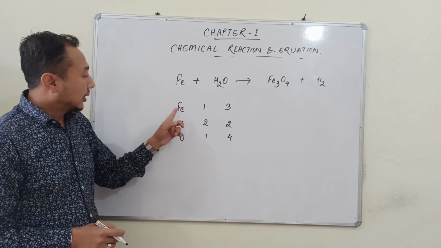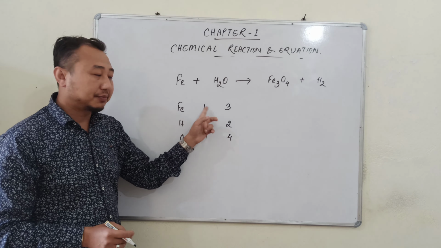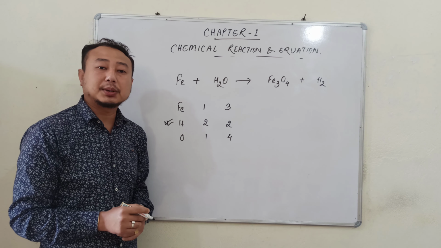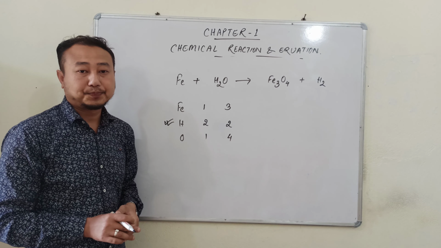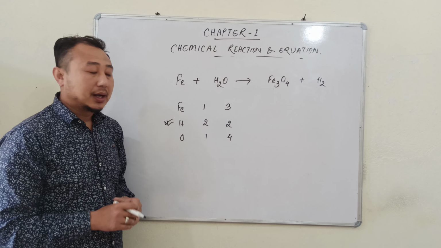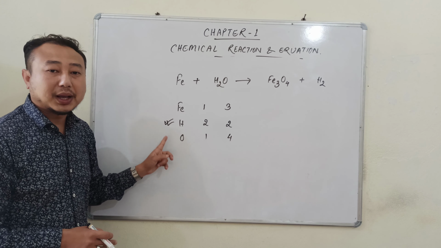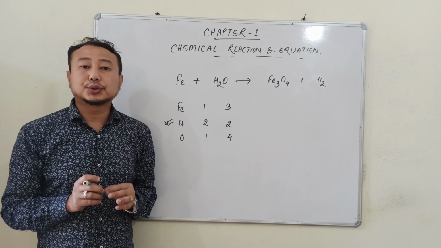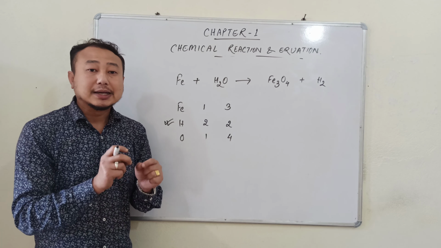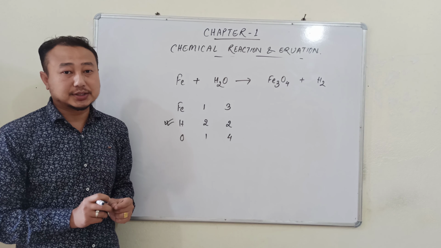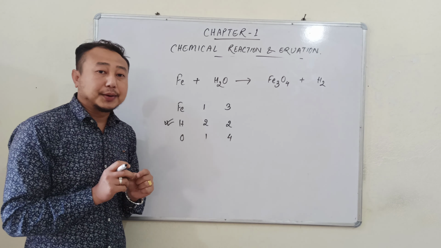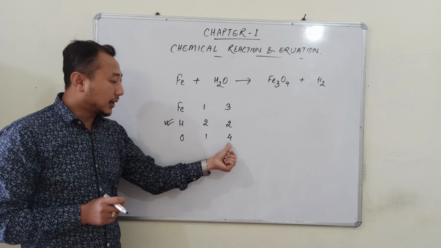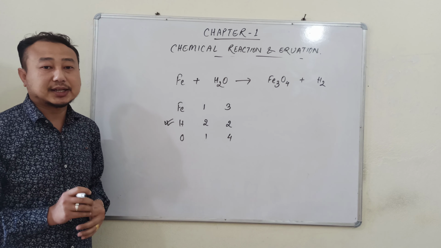So let us see. When we compare the number of atoms of these elements on the reactant and the product side, we come to know that the number of hydrogen atoms on both the reactant and product side are equal. So the hydrogen is balanced. After that, there is a need to balance iron and oxygen. The first and foremost important thing that we have to do while balancing a chemical equation is selecting a proper element to balance first. The element whose number of atoms on one side is an odd number and on another side is an even number, select that element first.